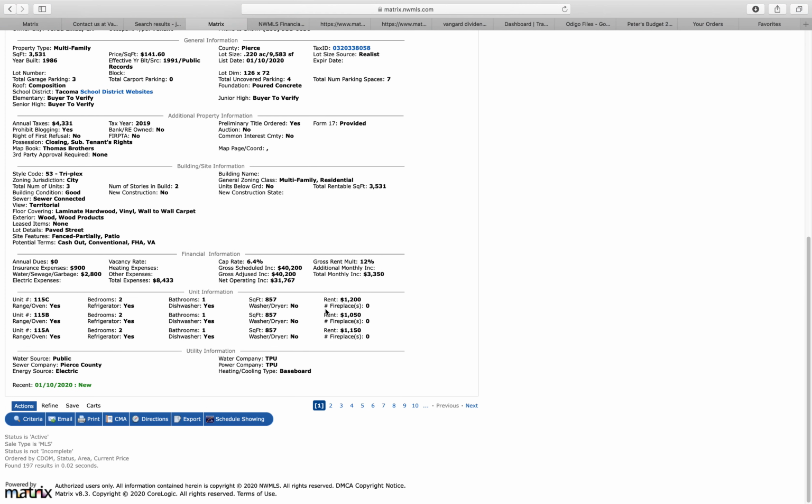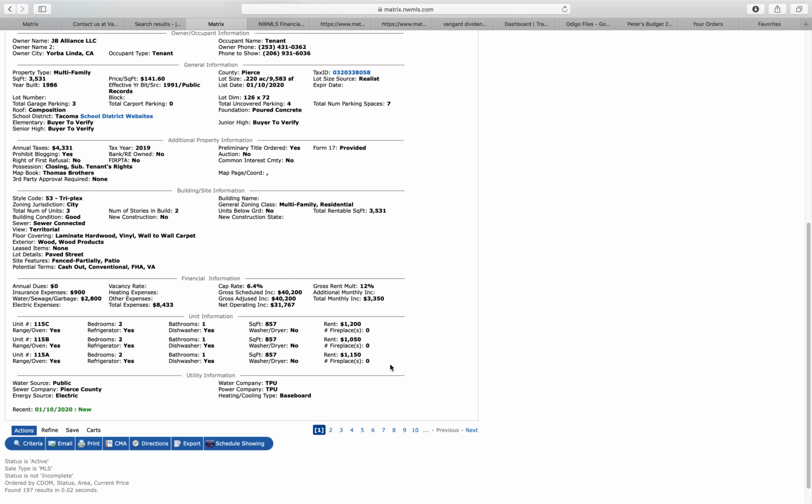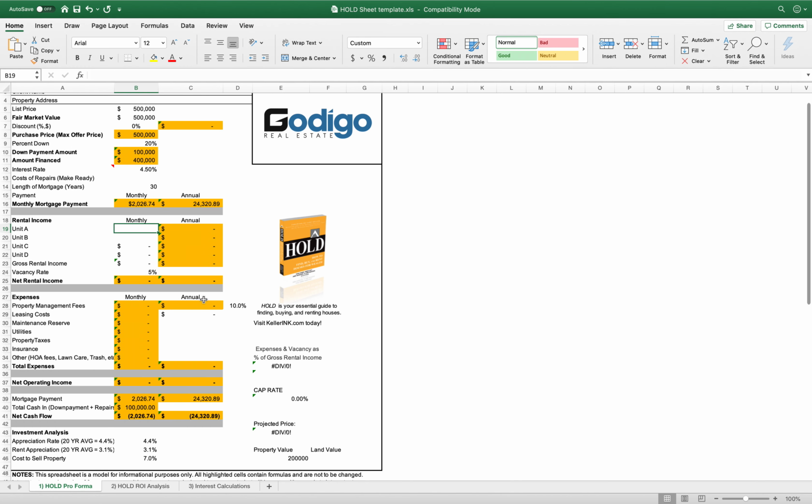This is where you plug in the rental income. If you look down, you should be able to get most of this data about a listing on most websites like Redfin, Zillow, et cetera. If not, we could certainly look it up for you. But in this case, it looks like there are 3 units, and they're getting 1,200, 1,050, and 1,150. So let's just plug that in.